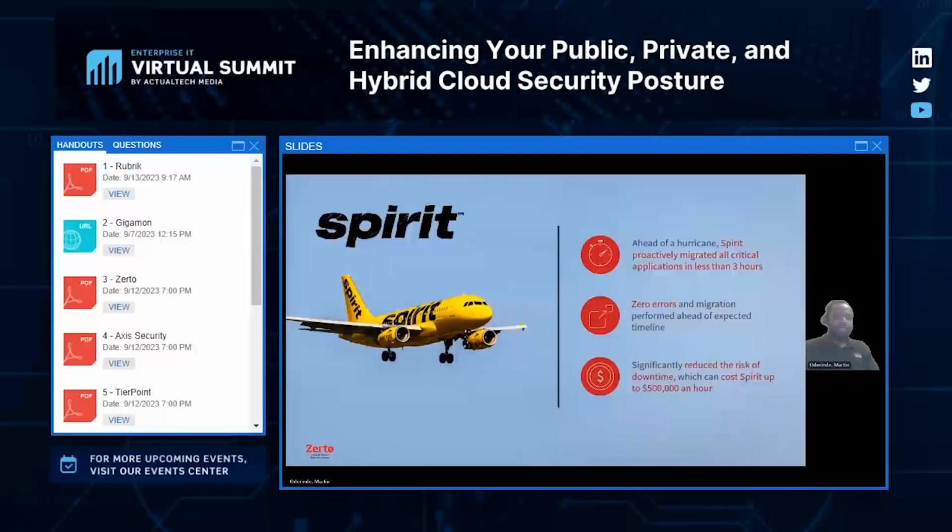So now I've talked quite a bit about how great Zerto is and what it can do for you, but let's take a look at our solution in action. Here we have Spirit Airlines, one of our many customers, utilizing Zerto prior to a hurricane to proactively migrate all their mission critical applications, which took less than 3 hours. Yes, less than 3 hours for a major airline, a publicly traded company, to migrate all their critical applications. And what's more important, they did this all with zero errors and significantly minimized the risk of being down, which could have cost them up to $500,000 per hour.